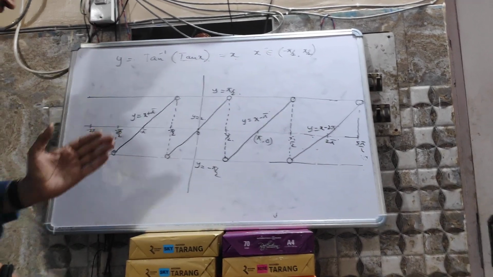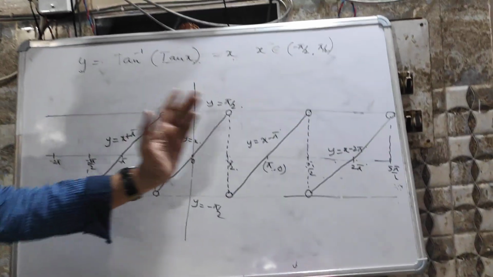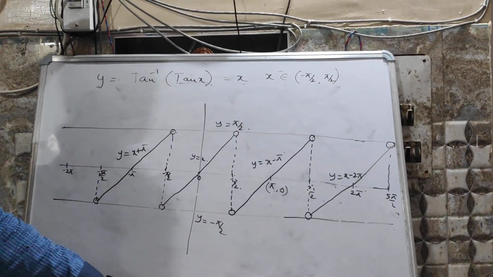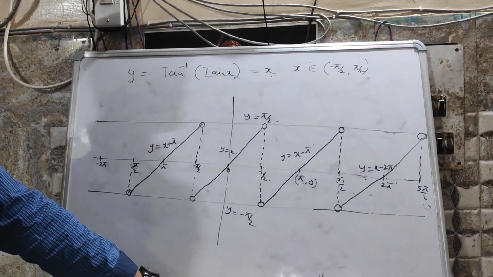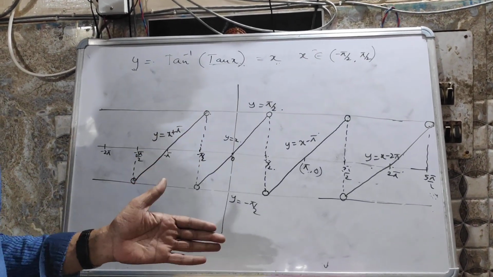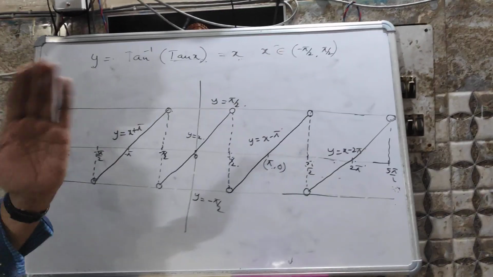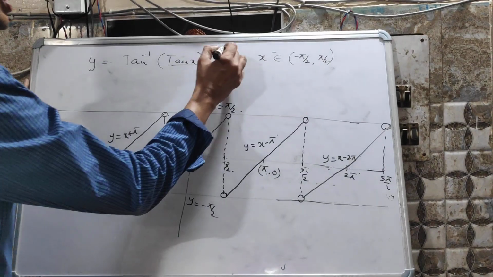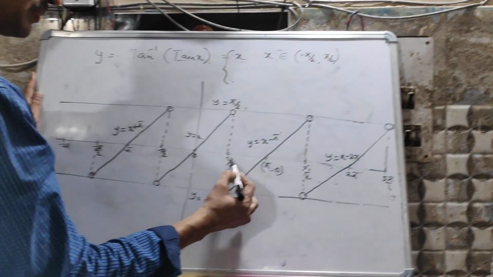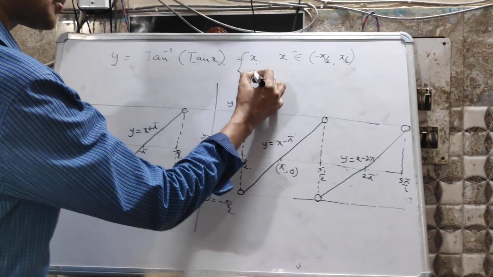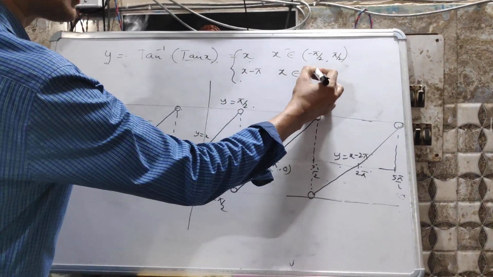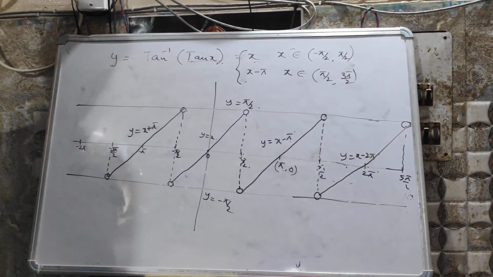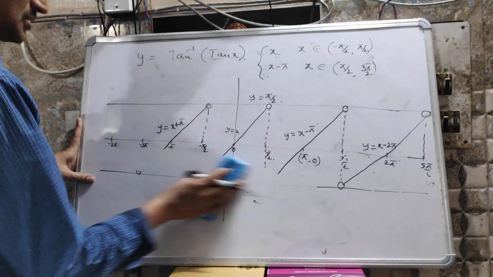So tan inverse of tan x repeats the same curve in the interval of pi. So tan inverse of tan x is periodic with period pi. Sin inverse of sin x is periodic with period 2 pi. Cos inverse of cos x is periodic with period 2 pi. And for other values, in the open interval pi by 2 to 3 pi by 2 it is x minus pi, when x belongs to pi by 2 to 3 pi by 2. For other intervals the graph is given, you can understand.